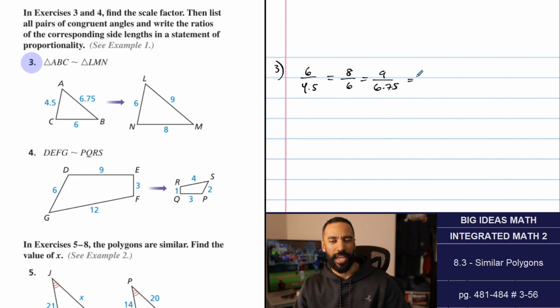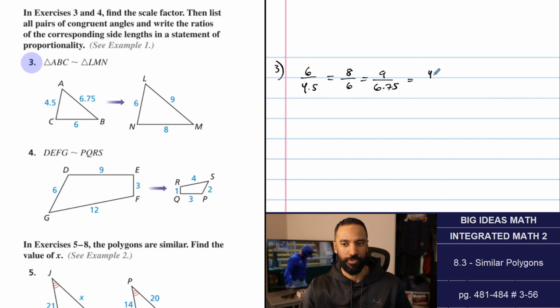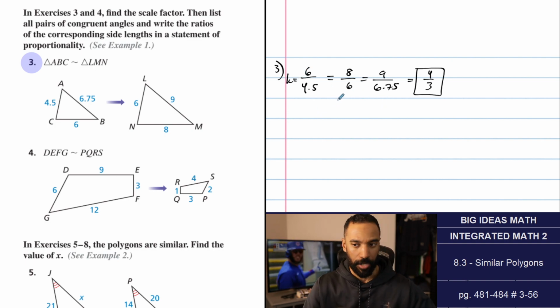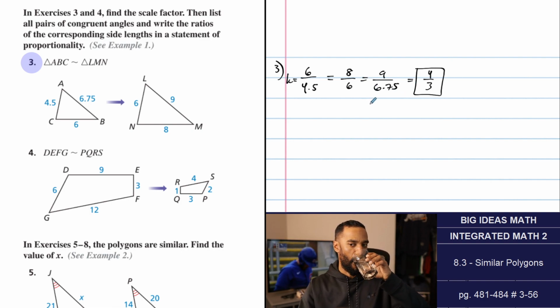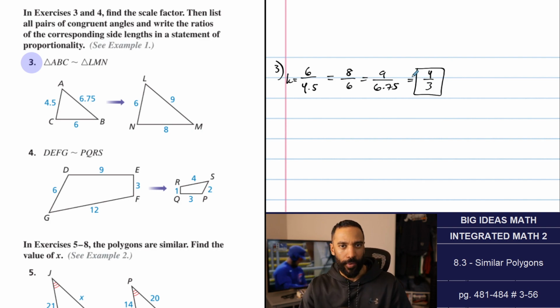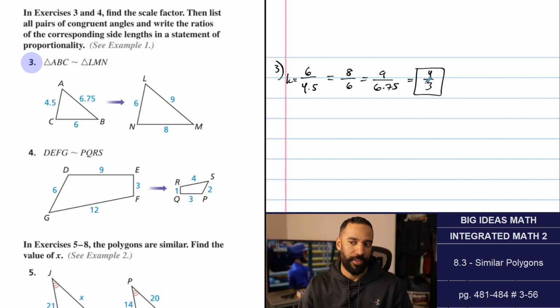Now, I don't know if they wanted it reduced, but I'm just going to reduce the fraction. This is 4/3. I'm really looking at the 8/6 to get me there, but this is going to be the scale factor. I'll put K equals for that part. Let me get a little water here as you look at that. Yeah, the decimal would be 1.3 repeating, but these are all the same. Here's a reduced fraction version of that with integers.